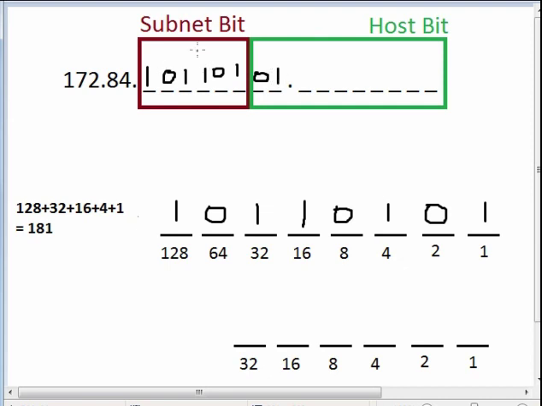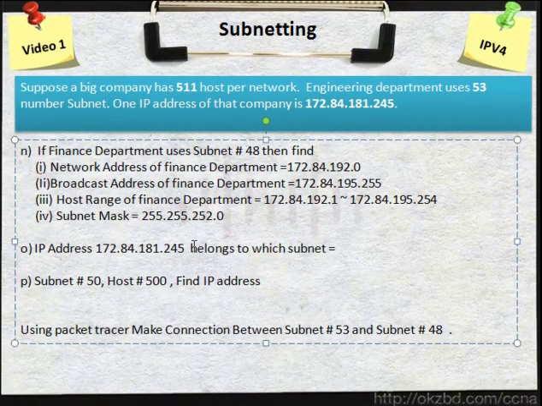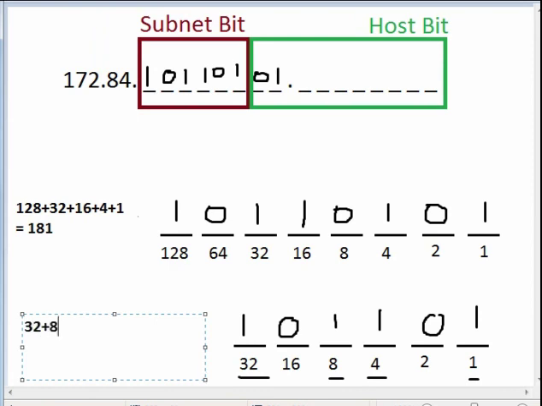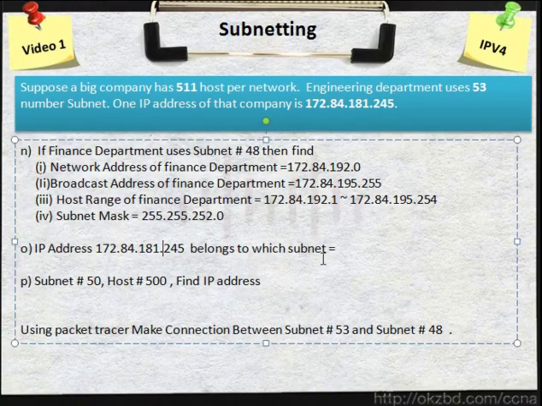Since our subnet bits are all filled, we can calculate the subnet number from these bits. We don't have to convert the rest of the decimal into binary. So this subnet part is 101101. 32 plus 8 is equal to 40, plus 4 is equal to 44, plus 1 is equal to 45. So 32 plus 8 plus 4 plus 1 equals 45. This is our subnet number. The subnet number is 45.